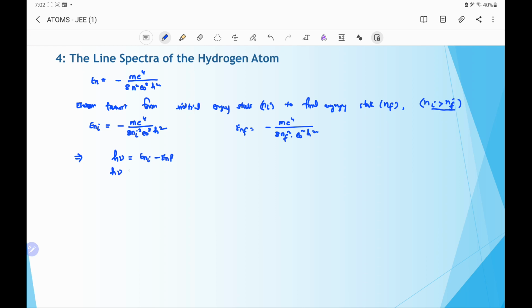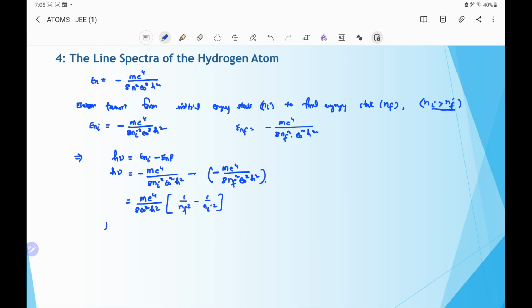So h nu is equal to minus m e raised to the power 4 by 8 Ni square epsilon naught square h square minus of m e raised to the power 4 by 8 Nf square epsilon naught square h square. Taking the common terms, we have m e raised to the power 4 by 8 epsilon naught square h square. This minus and minus become plus, so we can write it as 1 by Nf square minus 1 by Ni square.